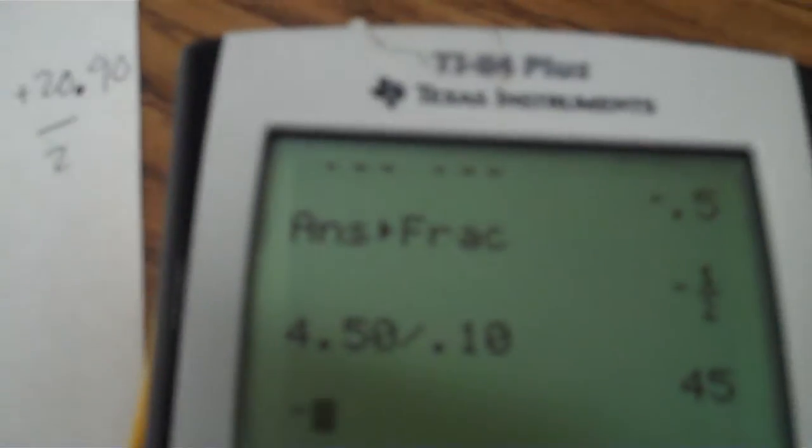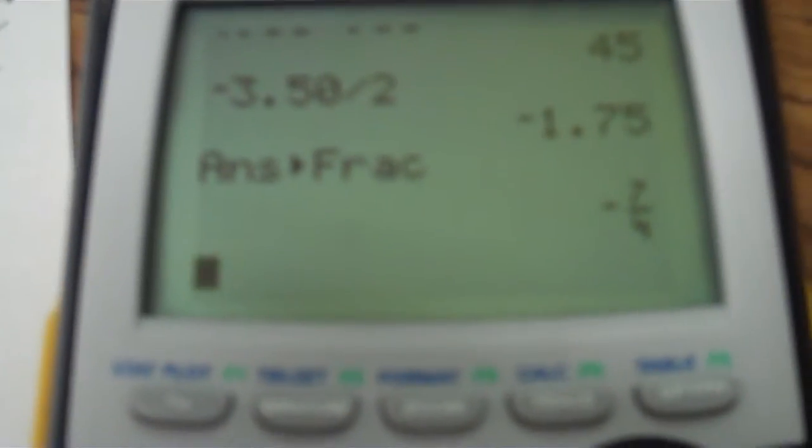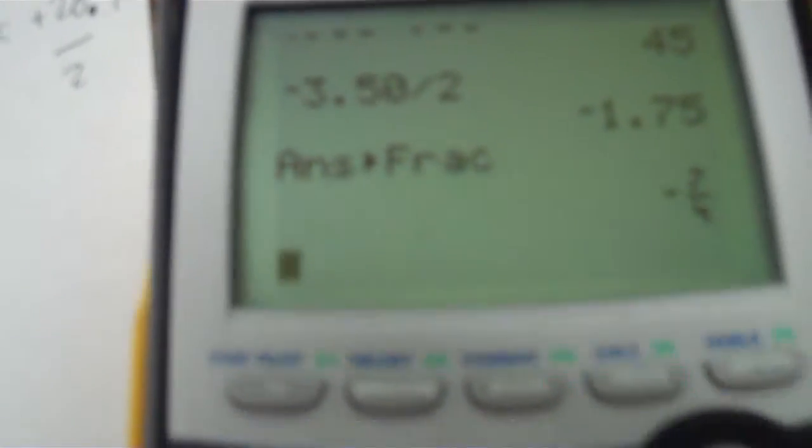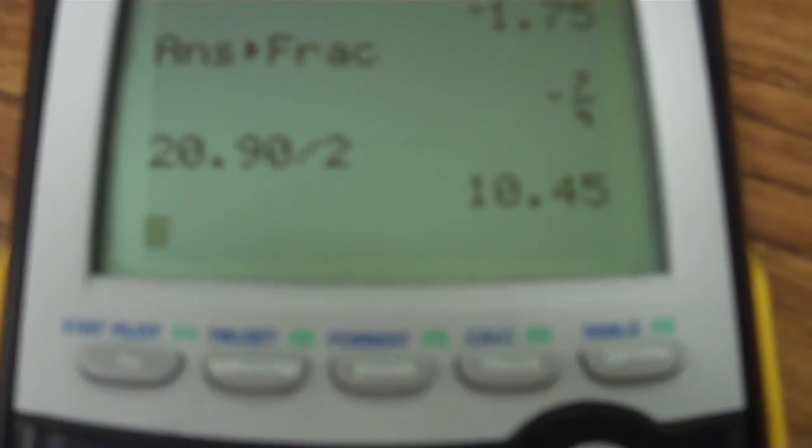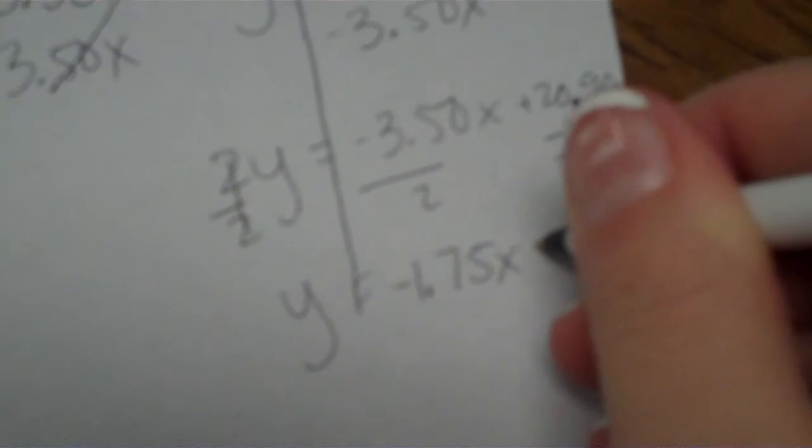I'm going to go to my calculator real quick, and I'm going to do negative 3.50 divided by 2 to see what I get, and I get negative 1.75. You can do that, or math enter, you could do negative 7/4. I'm going to go ahead and use a decimal since it's not repeating, that's fine. So, negative 1.75x, and then I'm going to do 20.90 divided by 2. Sorry, there you go, 20.90 divided by 2. Equals 10.45. So plus 10.45. So that's our equation.